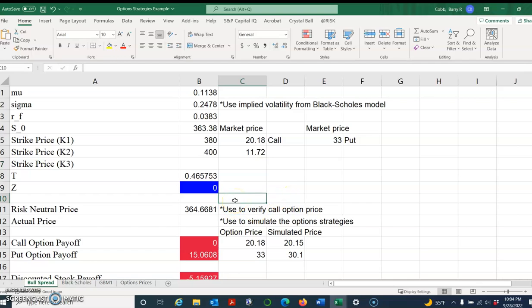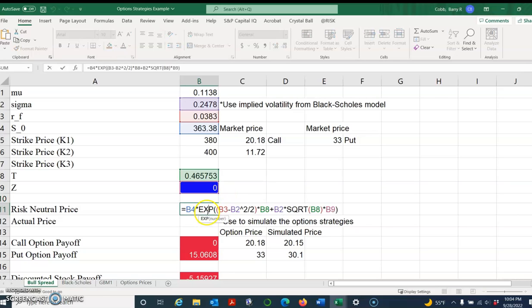Okay. Now, the best thing to do in this case, if we're going to look at these other option strategies, is to just go ahead and simulate the price as if it's the actual price of the stock, or mutual fund in this case, that we're going to observe. So if we look at this formula for the risk neutral price, the only adjustment we need to make to simulate the actual price that we expect to observe in the market is to replace the risk-free rate, which is B3 right here, with mu hat, which is up here on row 1.